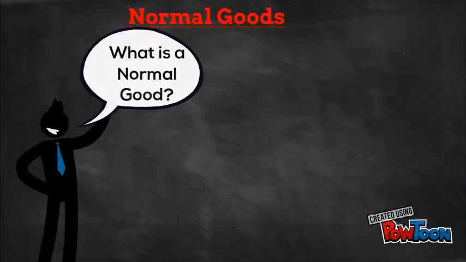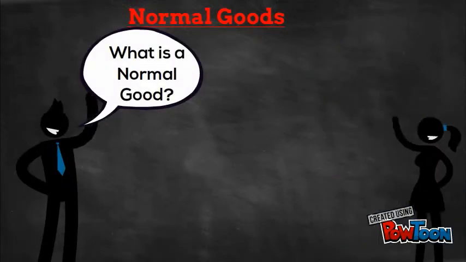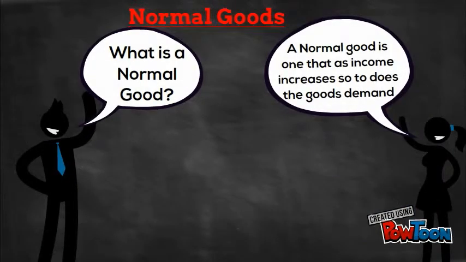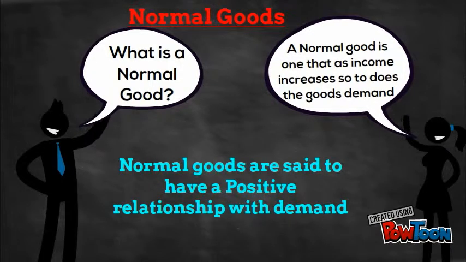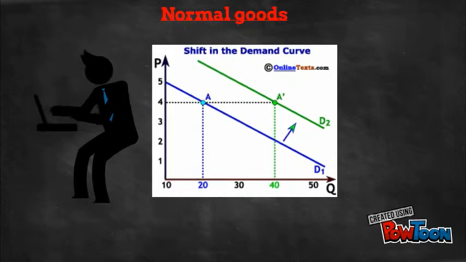So normal goods then. So what is it? A normal good is one that as income increases, so too does the good's demand. So a normal good is said to have a positive relationship with demand. So when we talk about the demand curve for a normal good, we'll start by looking at the curve D1. So that states when price is 4, this person can afford to buy 20 units of that good.